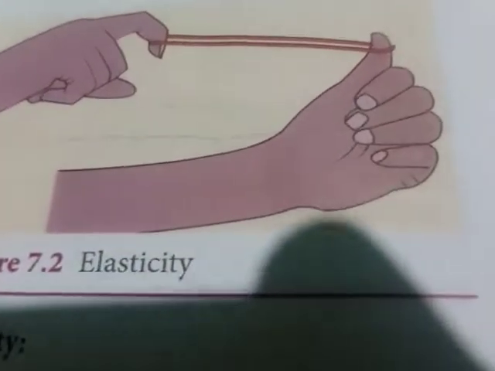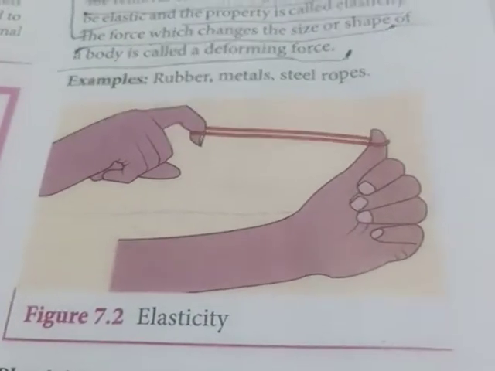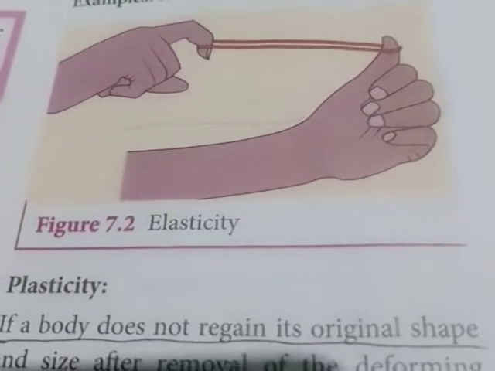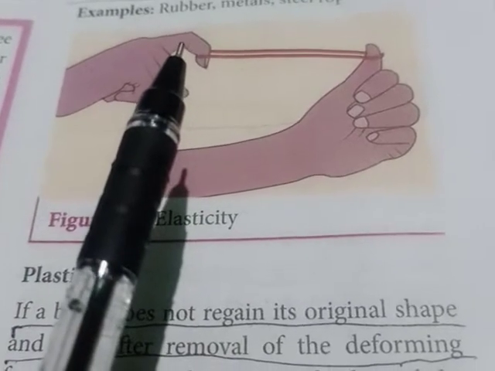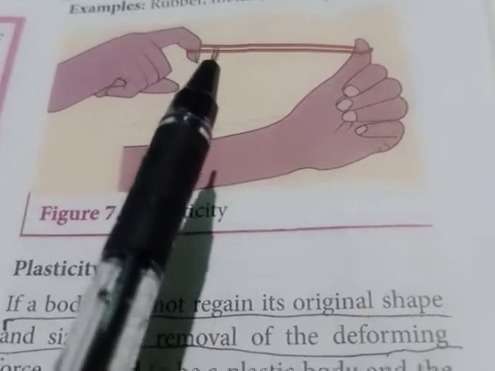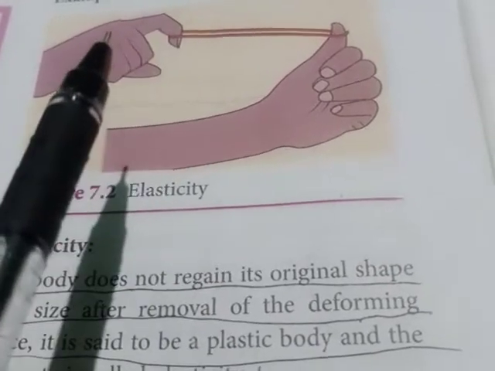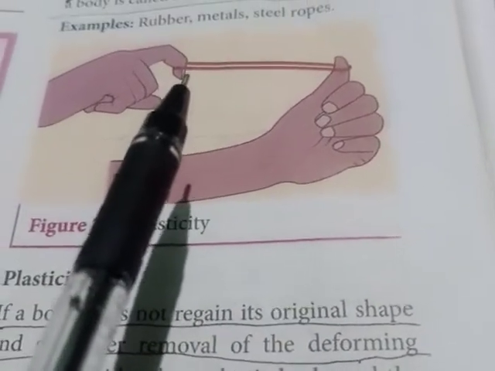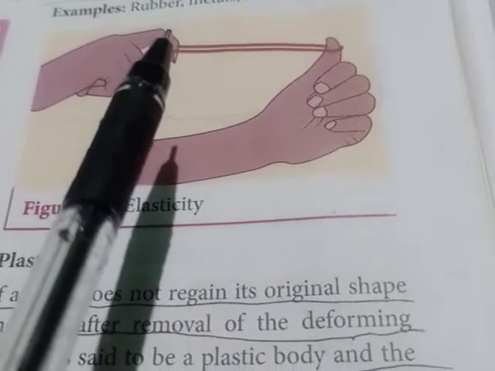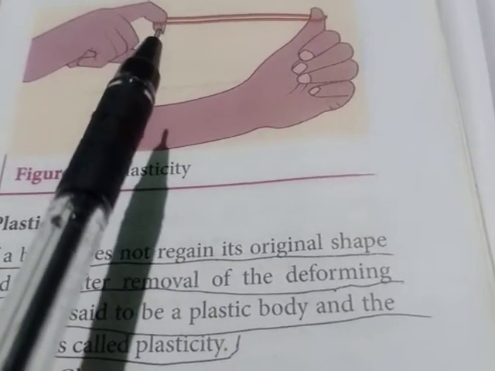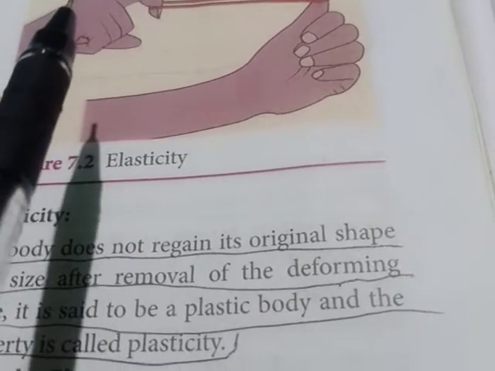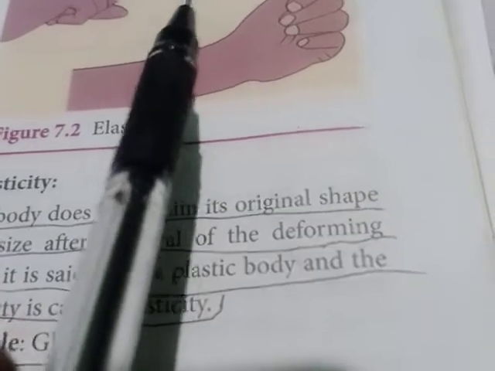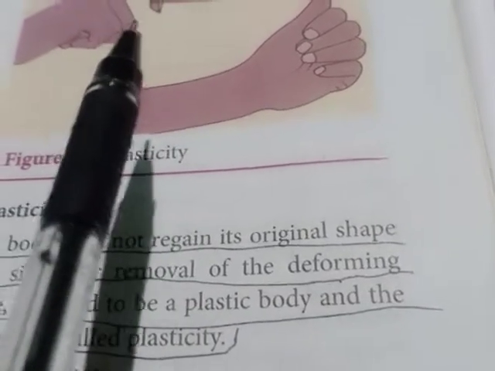Here you can see a rubber band. We know that this rubber band has the elasticity property. If you apply a force like this on the rubber band, what will happen? Yes, we know that this rubber band will stretch when we apply the force. Once we remove this force, what will happen? The rubber band will again regain its original shape and size when we remove the force.